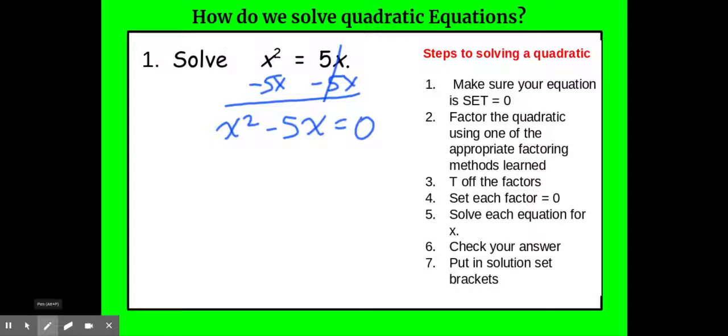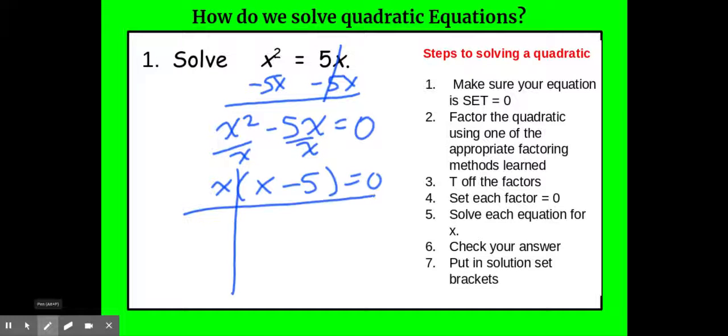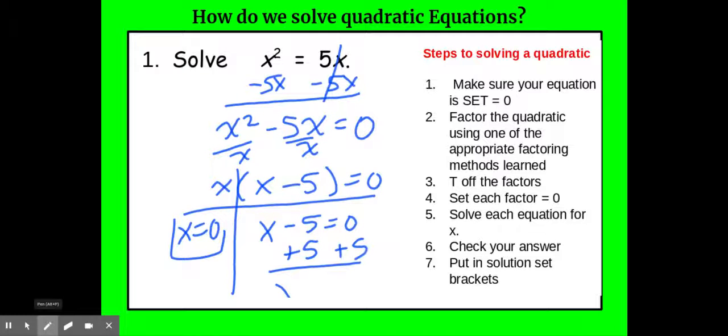All right, now how do we factor it? This is GCF. So that means I'm going to factor out a common factor of x. I'm left with x minus 5 equals 0. Tee it off. You have x equals 0, x minus 5 equals 0. Now there's our first solution. You don't even have to do anything there. But for the second one, you have to add 5 to both sides, and you get x equals 5. So your two solutions are 0 and 5.